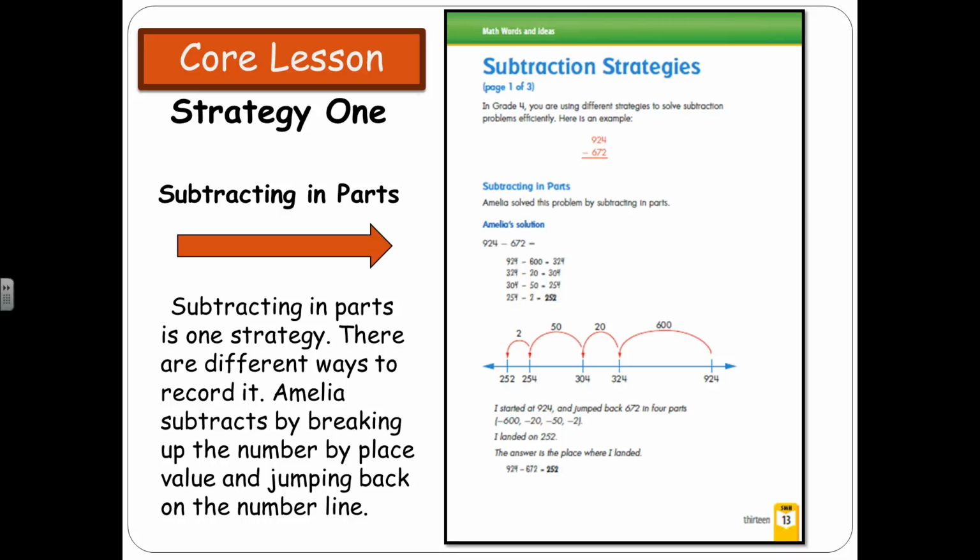Subtracting in parts may also be called subtracting one number in parts, because usually a student only breaks apart the second number. This is often done by place value.